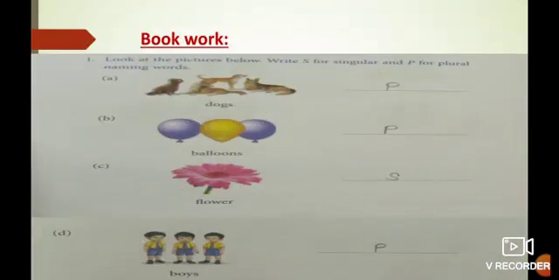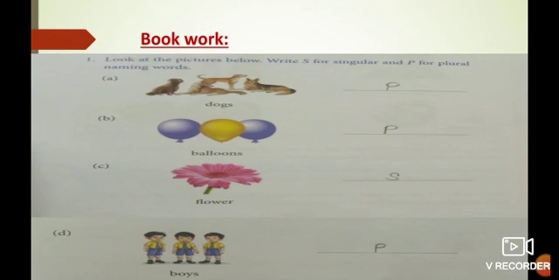Now next, bookwork is there. Look at the pictures below. Write S for singular and P for plural naming words. See children, it's very easy. Wherever there is picture of only one object, only one person, you have to write S. And wherever there is picture of more than one, you have to write P.